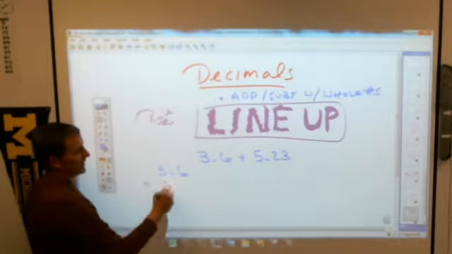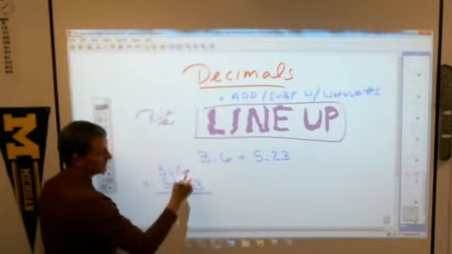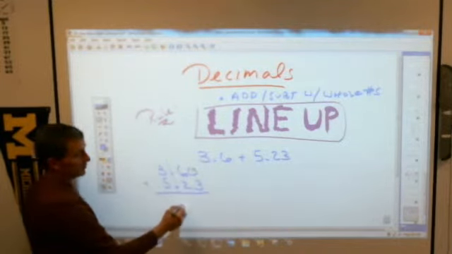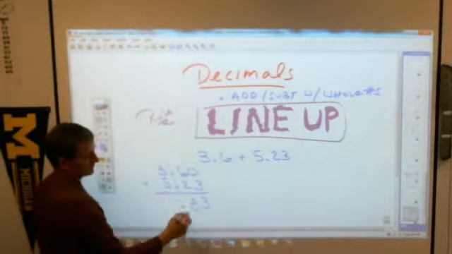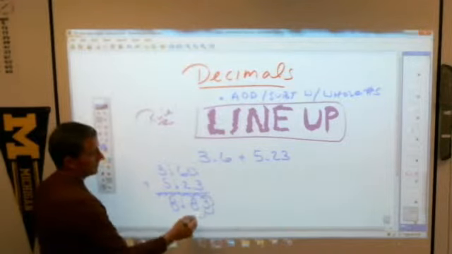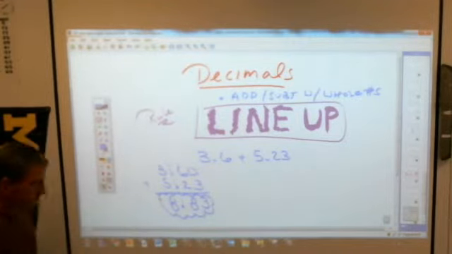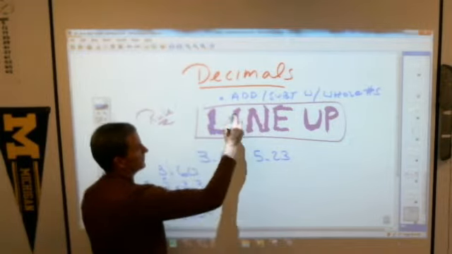So I'm going to add 5.23 to that. You can always add zeros at the end. And in your answer, that decimal is going to line up there. So your answer ends up looking like this. Hopefully you've been doing that. But that's not what today's about, actually. I mean, it is kind of, but it's not really.